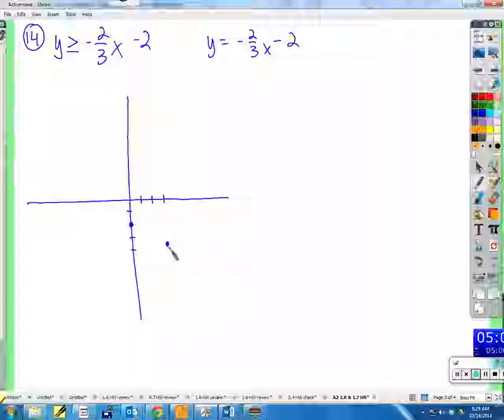Okay, well, how can I justify that with this equation? There's a point here at 3, -4. If you plug in 3 for x, you get -4 for y. Yes, exactly.